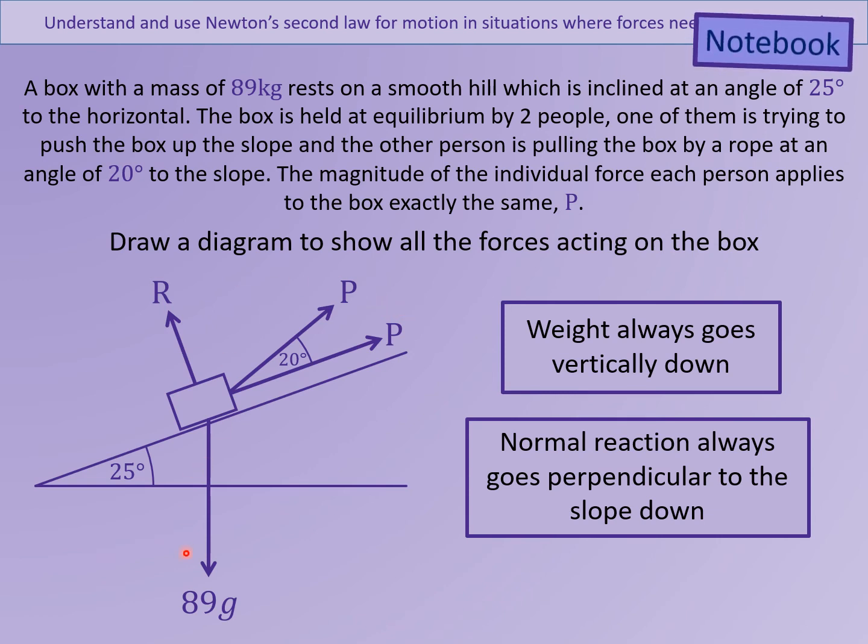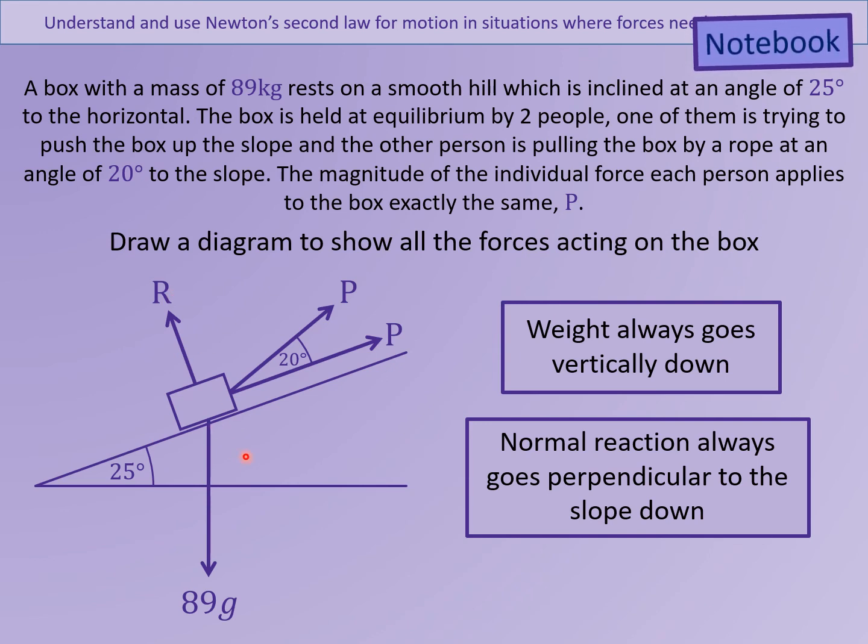We've got the weight, we've got the normal reaction, we've got the two people pulling and pushing it up the slope, and it is then stopped. It's either stationary or it's moving with that constant velocity. It's not accelerating. So these forces must all balance out. They must all be resolved to zero because it's an equilibrium. So what I can do now is I can start to consider these forces and I can resolve.